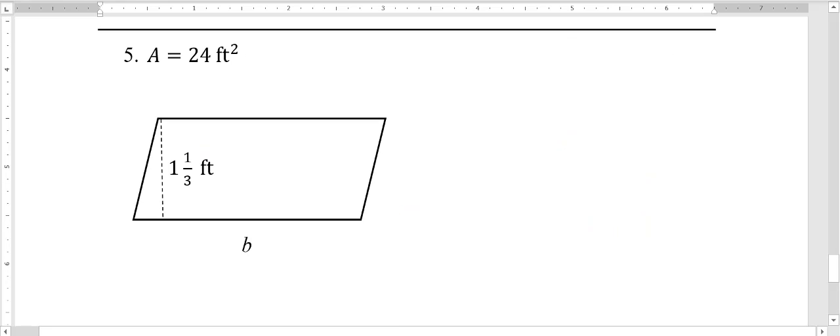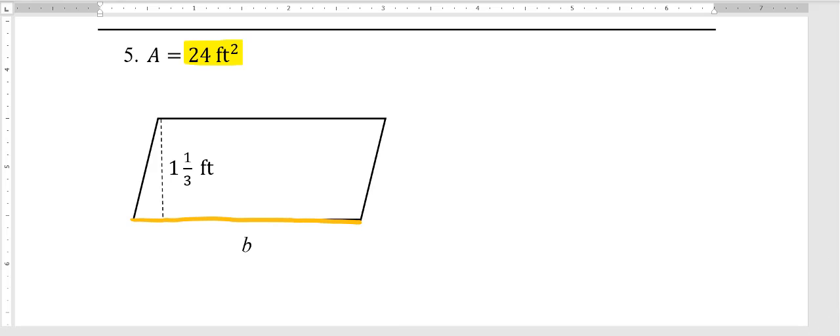Last problem, number 5. The area of the parallelogram is given to be 24 square feet. I want you to find the base, B, if I give you the height is 1 1/3 feet. Okay, I know the area of a parallelogram is equal to the base times the height. The area I'm given is 24 equals, the base I don't know, it's B, times.